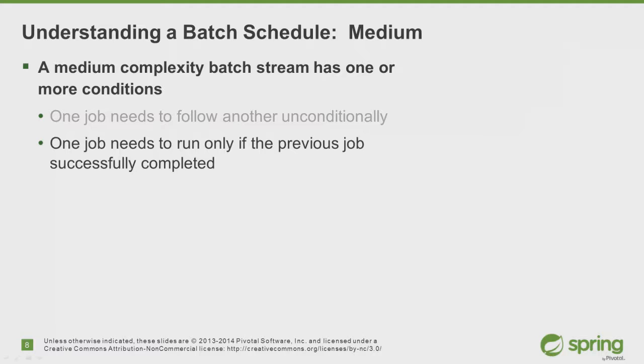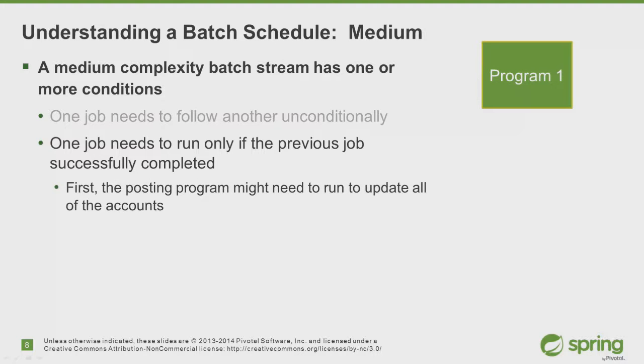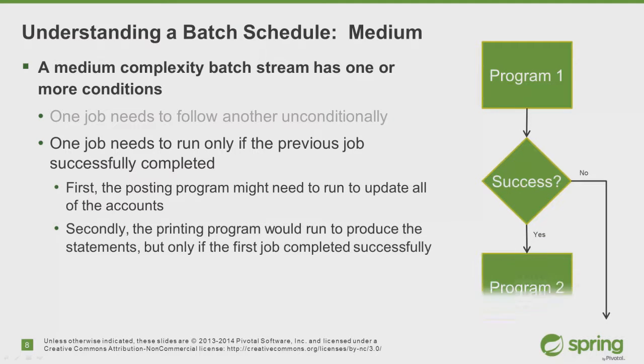Now let's see, another complexity would be where you only want a job to run if the previous job had successfully completed. So first, let's say there's a posting program that might need to run to update all of your accounts. And when it's through, then you would want a printing program to produce statements based on what took place, but only if the first program completed successfully. In this case, you can see that represented on the right by testing for success and bypassing program 2 if it had not completed successfully.